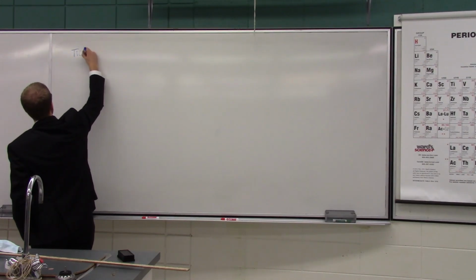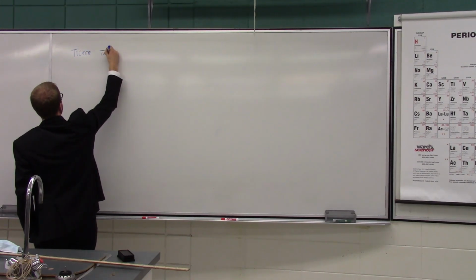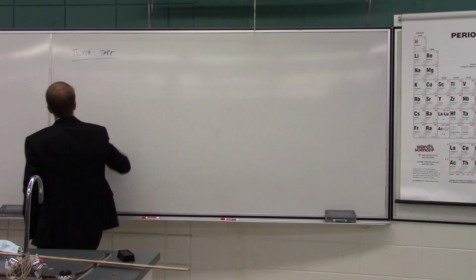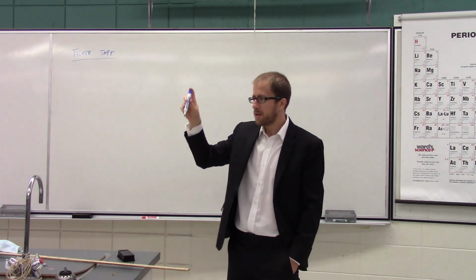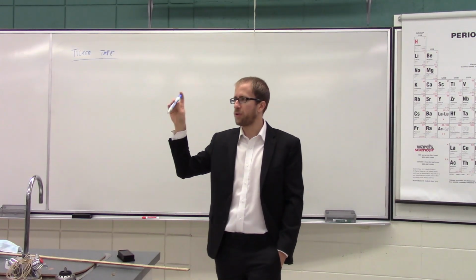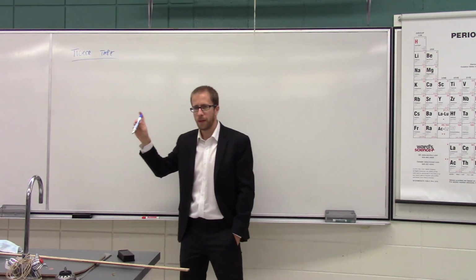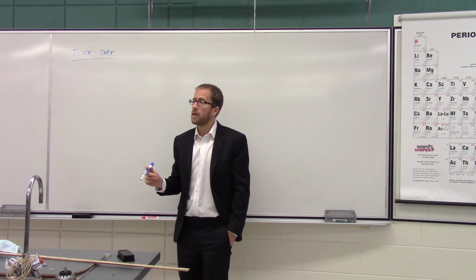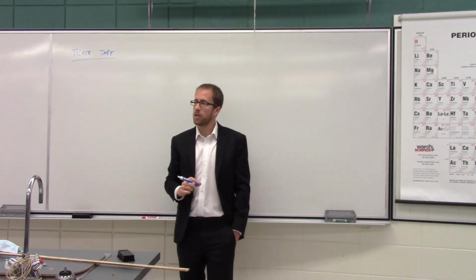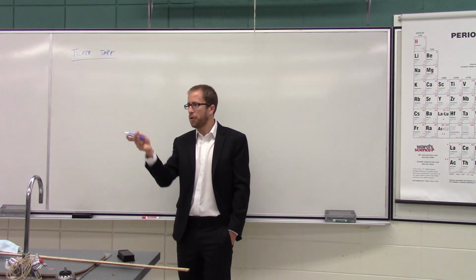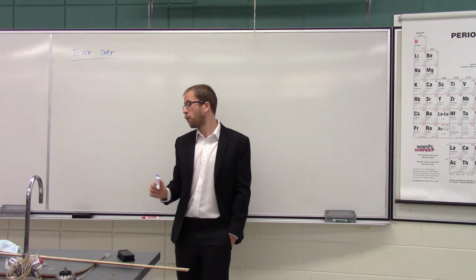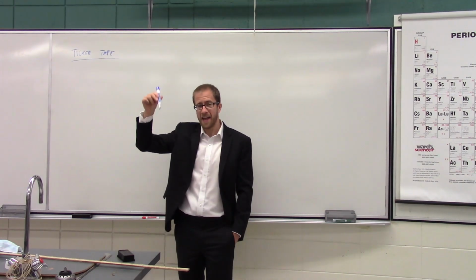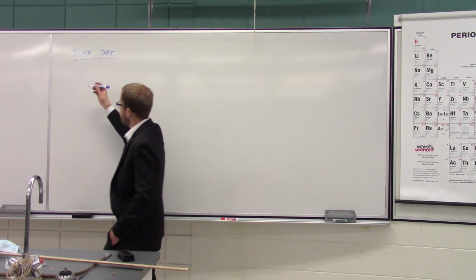Now the key thing with these ticker tape timers is that the machine oscillates with the frequency of electricity coming out of your wall. So in Canada, our frequency is 60 hertz, which means that the alternating current switches every 1/60th of a second. Therefore, this thing makes a dot every 60th of a second.